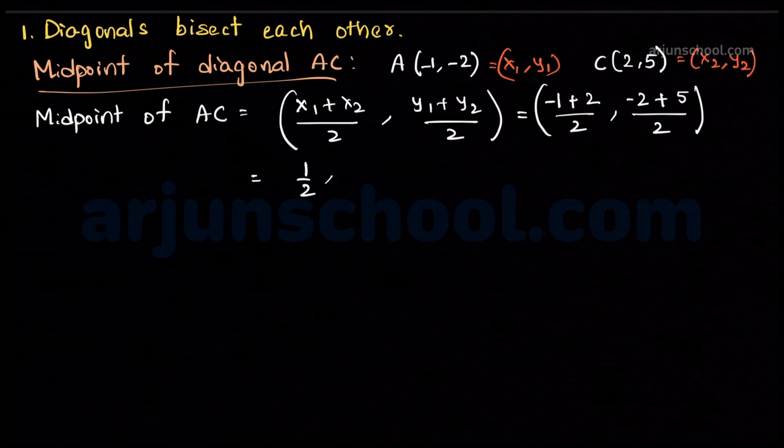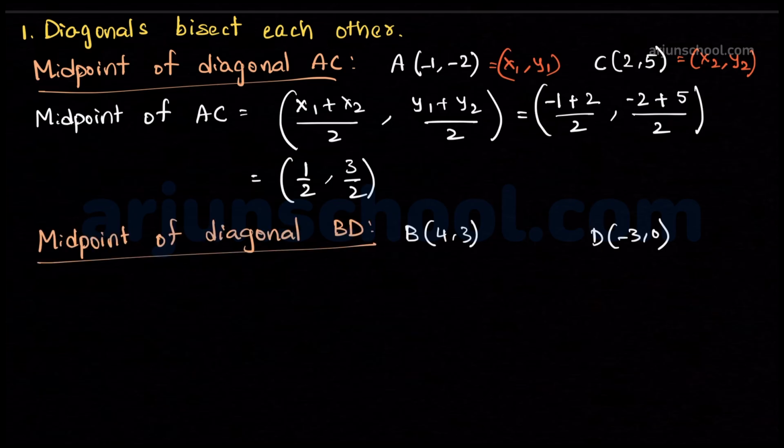-1 plus 2 is 1, 1 by 2. -2 plus 5 is 3, 3 by 2. X coordinate is 1 by 2, y coordinate is 3 by 2. Midpoint of AC is equal to (1 by 2, 3 by 2). Now let us compute the midpoint of diagonal BD.